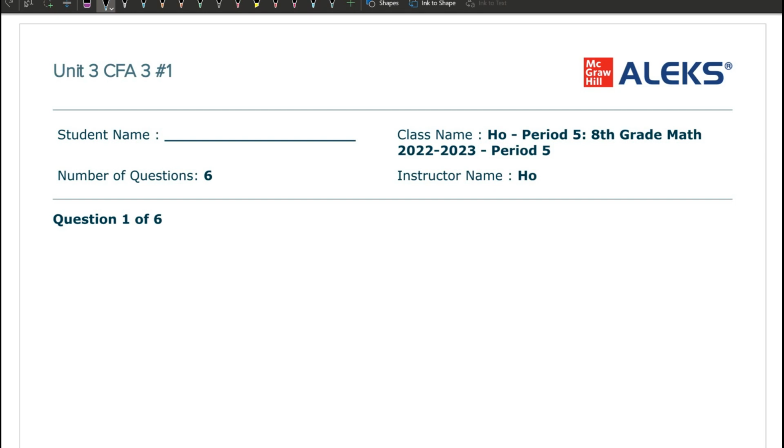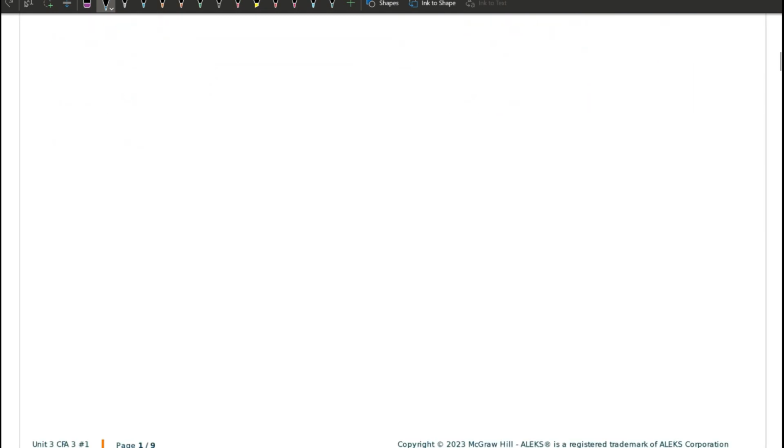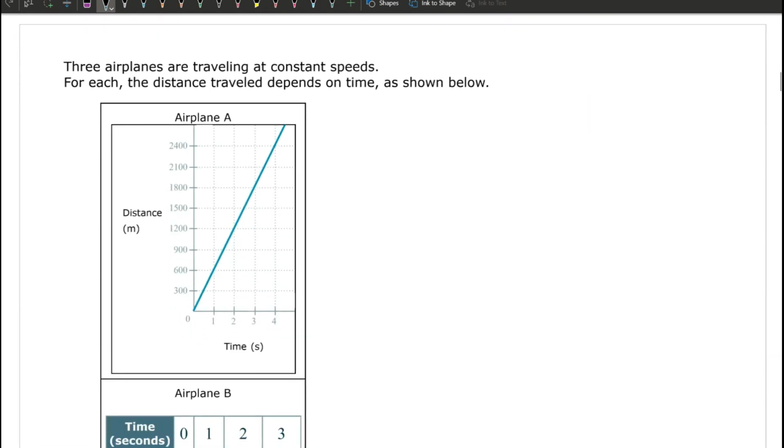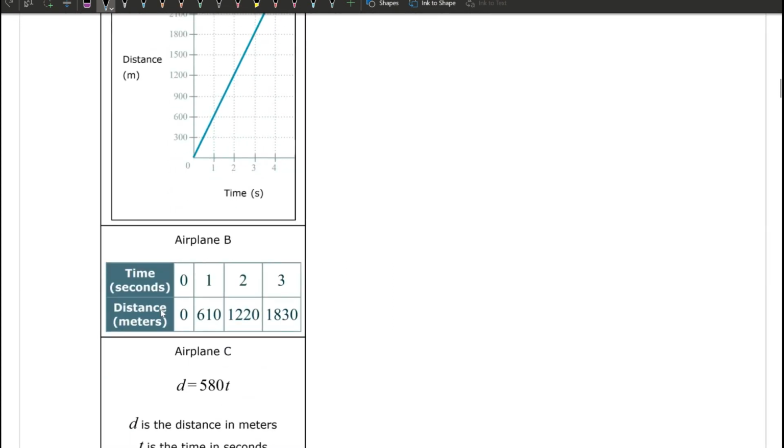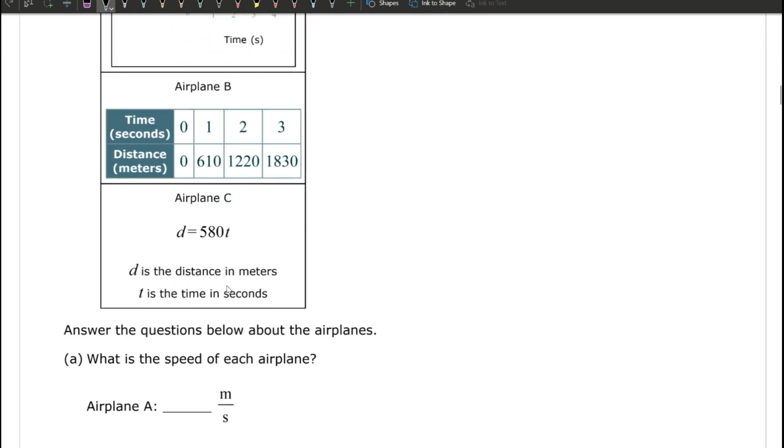In this video, I'm going to walk you through Unit 3, CFA 3. There are 6 problems, so we're going to go over problem number 1. 3 airplanes are traveling at a constant speed. For each, the distance traveled depends on time as shown below. So airplane A, they give you a graph. Airplane B, they give you a table. Airplane C, they give you an equation.